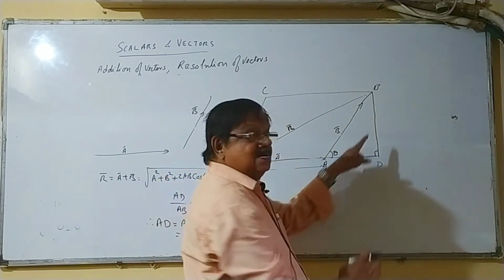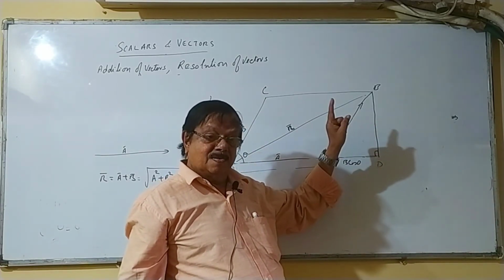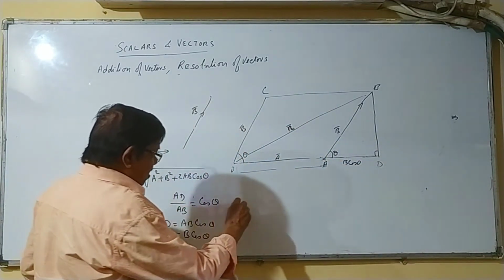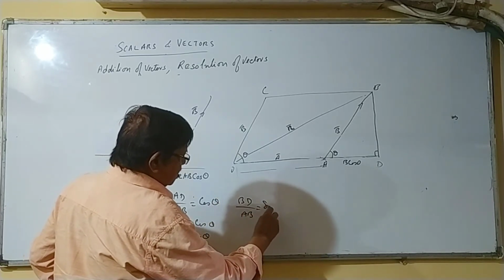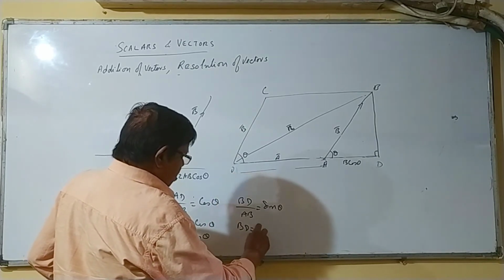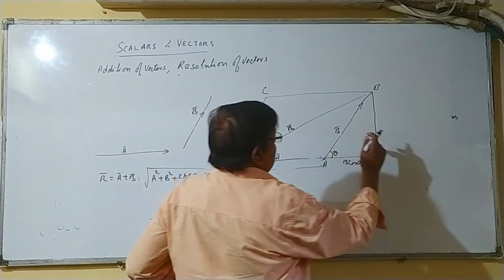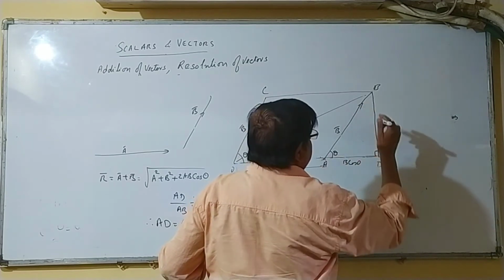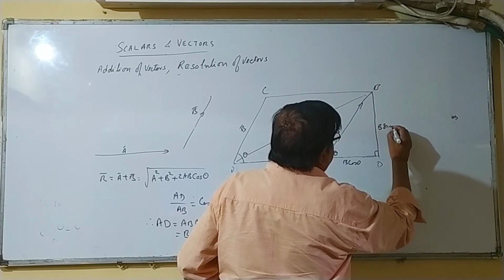Now, what about this? Opposite will be B sin theta. How has it come? Those who have done geometry definitely know that BD upon AB equals sin theta. Therefore, BD equals AB into sin theta. And AB is equal to B. This is equal to B sin theta.